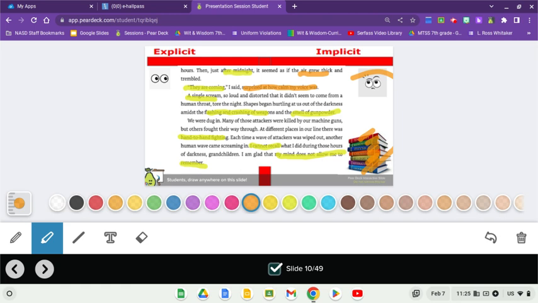A single scream so loud and distorted that it didn't seem to come from a human throat. Why would we take the time to talk about what's human and what's not at this time? Shapes began hurtling out at us amidst the dark, flashing and crashing of weapons and the smell of gunpowder. We were dug in. Do we know what that phrase dug in means? Many of those attackers were killed by our machine guns, but others fought their way through. At different places in our line, there was hand-to-hand fighting. Why go and mention that detail, right? So there was hand-to-hand fighting. Like, you're fighting no matter what. What's it matter? Why mention that at all? Why is that important, I wonder?